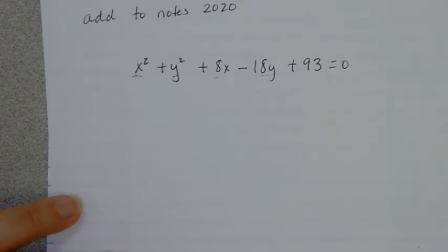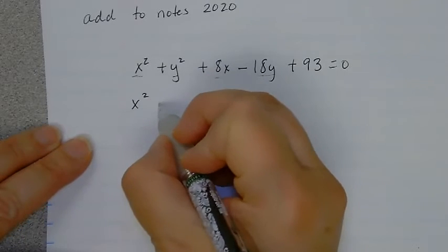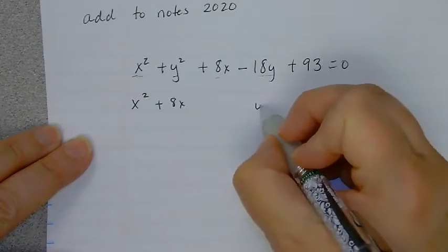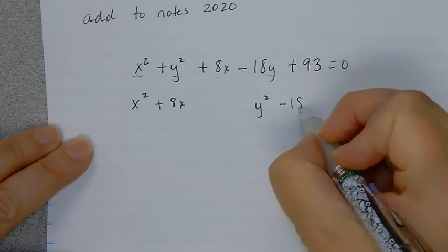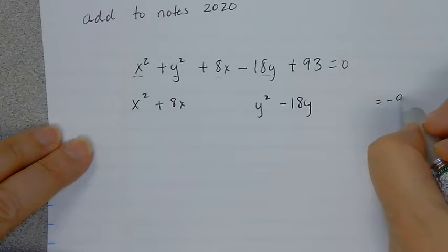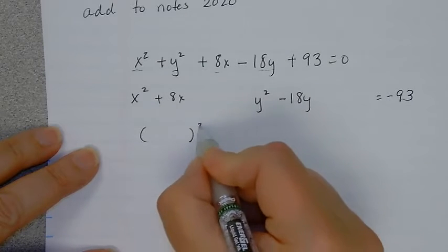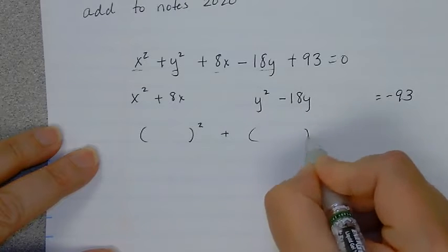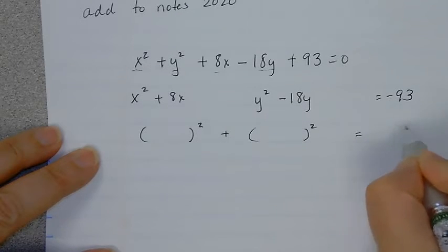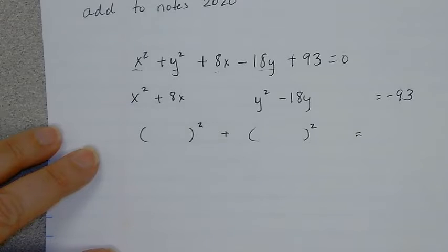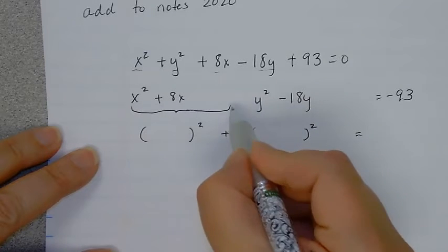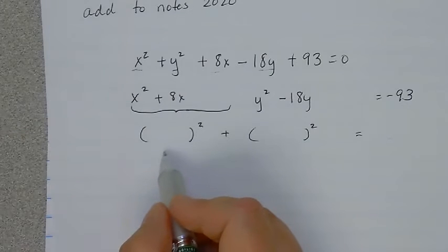So what I'm going to try to do is take this problem and put it in the standard form. So I'm going to start by moving my x's together and my y's together and move the 93 to the other side by subtracting it. So now my goal is to get something squared here plus something squared here equals some kind of number. So I want to turn this expression into a binomial squared.